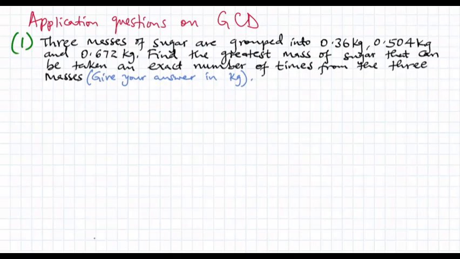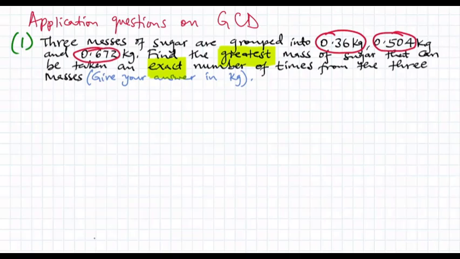So in this question, you have keywords. So you have greatest mass of sugar that can be divided in an exact number of times. That means without a remainder. So in this case, we have 0.36. You have the other mass and the other mass.